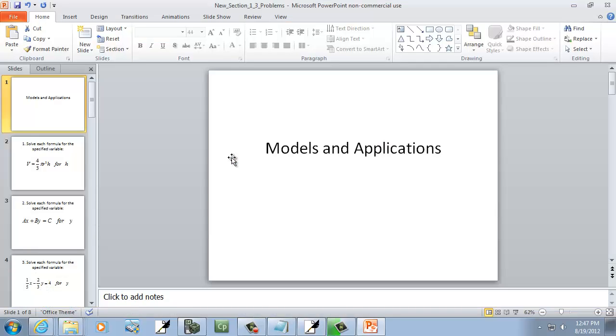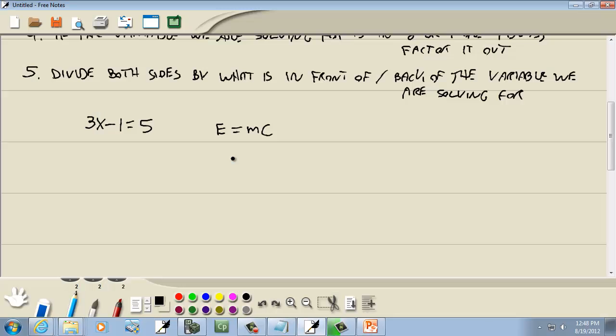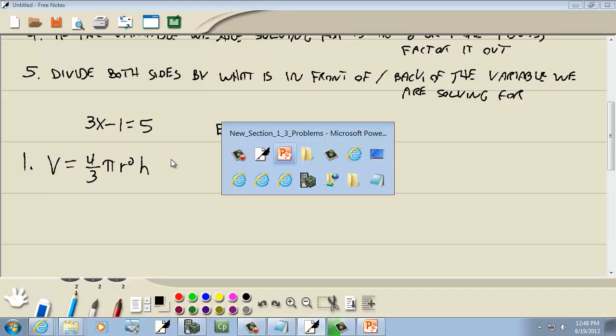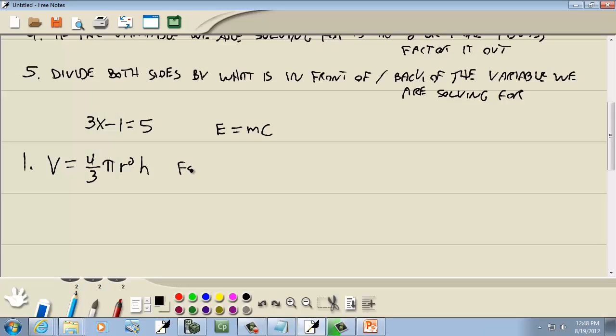Well, let's take a look at a problem to see these steps. Okay, so we got V is equal to 4/3 pi r squared h, and we want to solve this for h. When I say solve it for h, we want h by itself. So when we get done, we should have h equal something. Now I'm just going to go through my steps. First step is to get rid of parentheses. Don't have any. Second step, get rid of fractions. I do have a fraction.